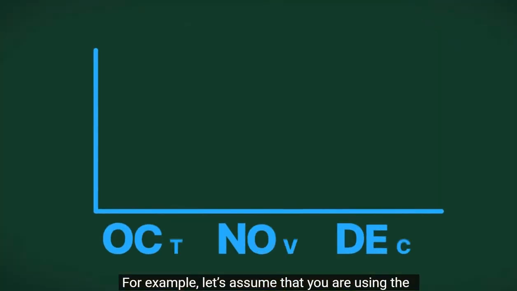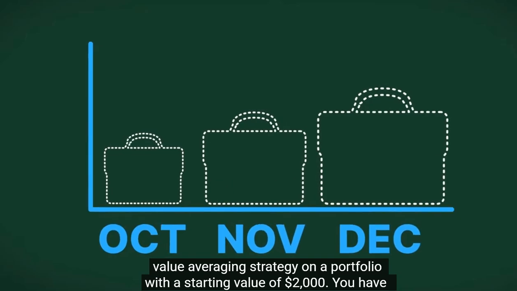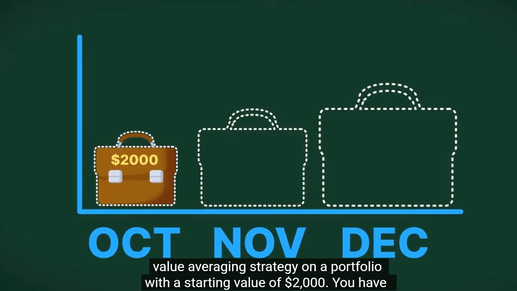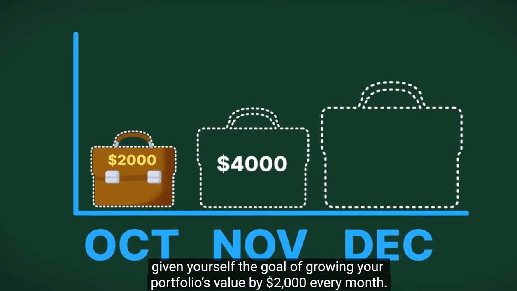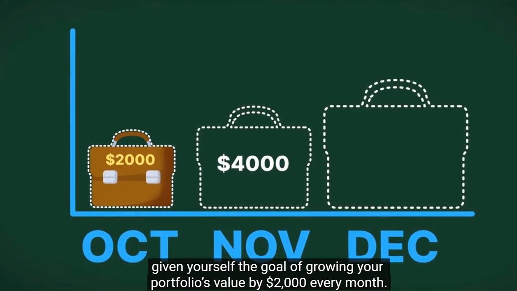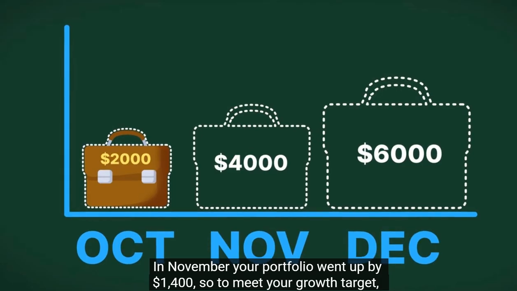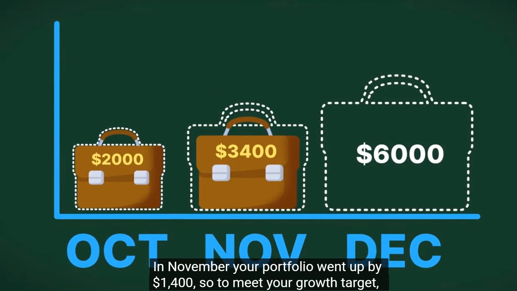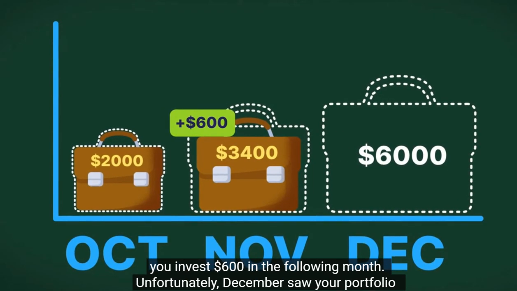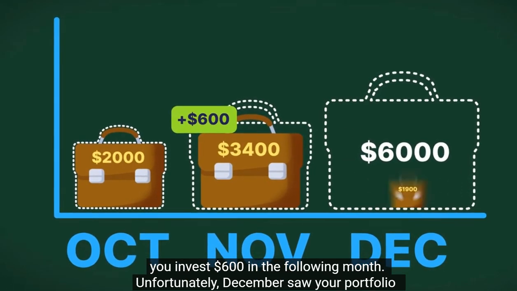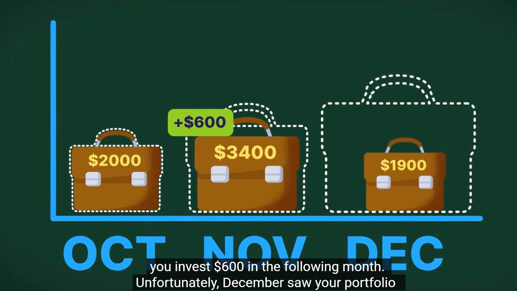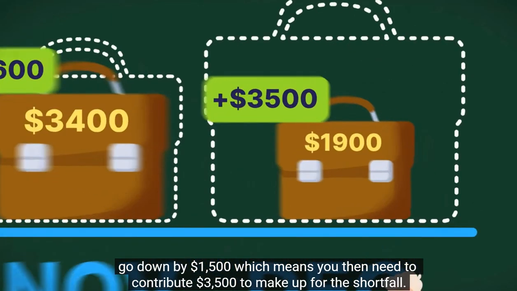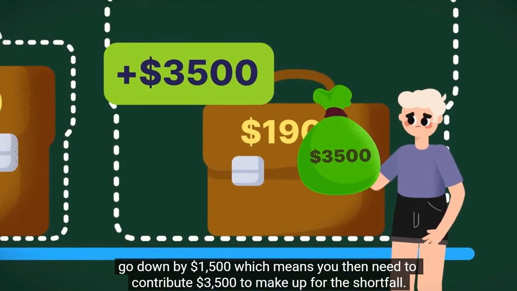For example, let's assume that you're using the value averaging strategy on a portfolio with a starting value of $2,000. You've given yourself the goal of growing your portfolio's value by $2,000 every month. In November, your portfolio went up by $1,400. So to meet your growth target, you invest $600 in the following month. Unfortunately, December saw your portfolio go down by $1,500, which means you then need to contribute $3,500 to make up for the shortfall.